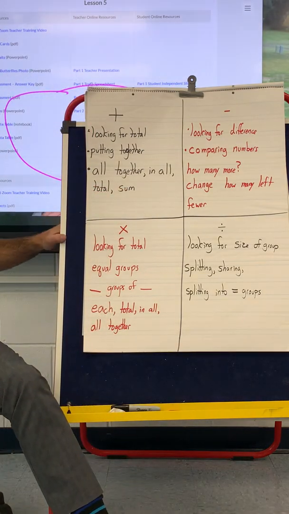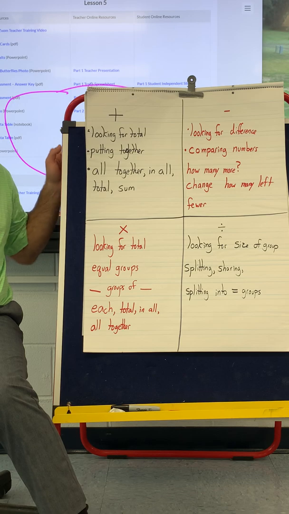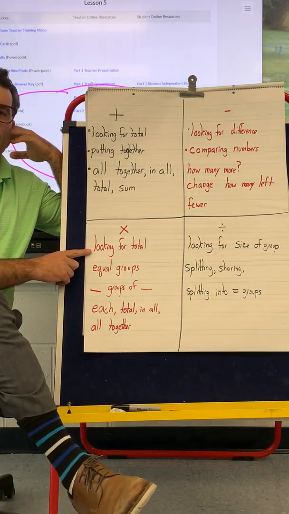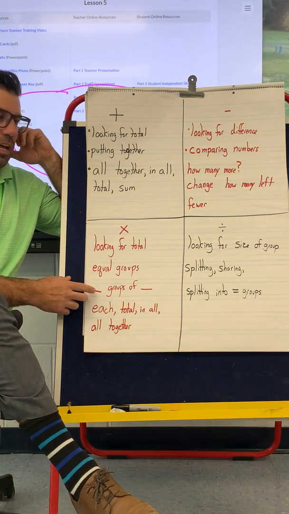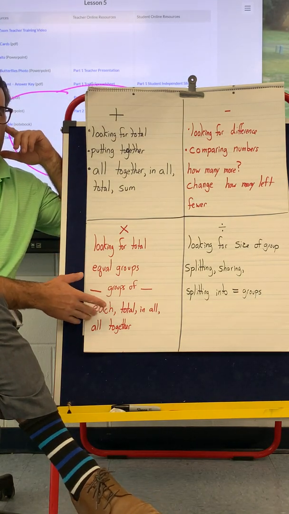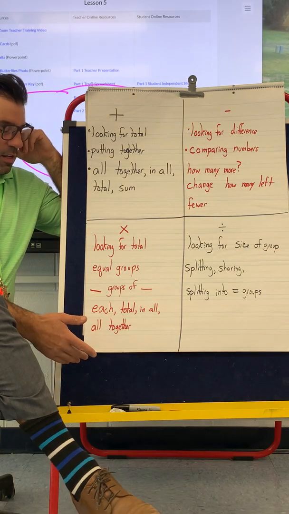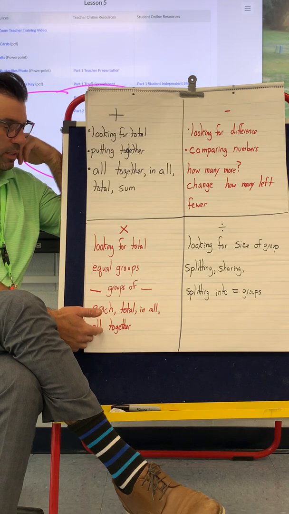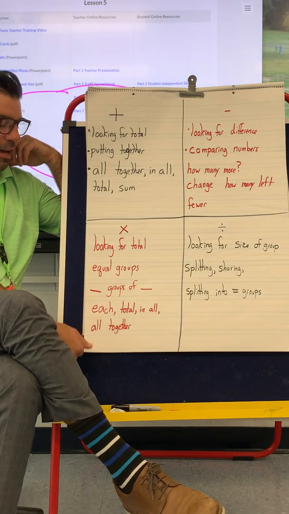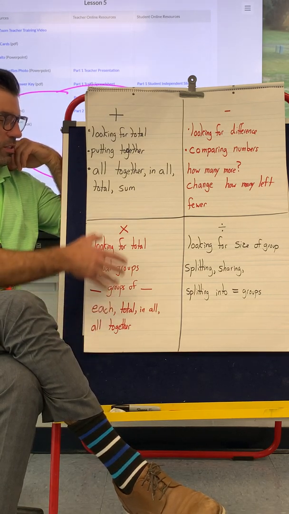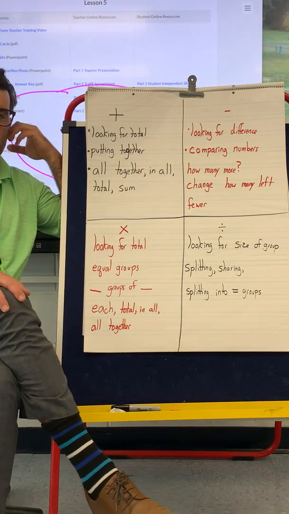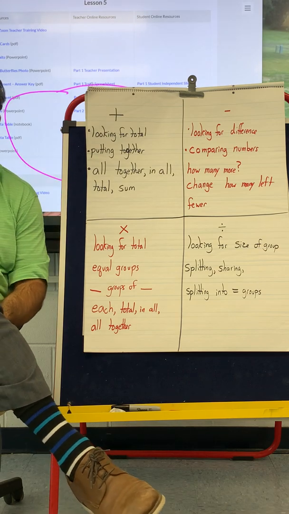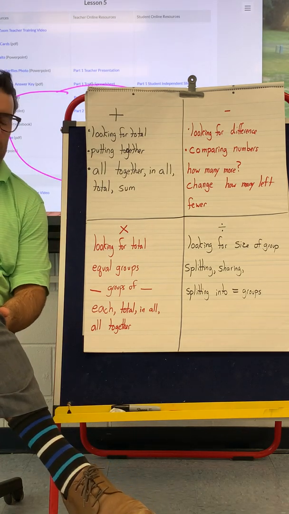Times, multiplication: you're looking for the total, but the difference between adding and multiplication is that when you're multiplying, you have equal groups. You might have 5 groups of 3, or 2 groups of 6. So we're looking for the total, how many there are all together. You'll see the word each a lot with multiplication. A lot of the words in the story problems will be similar because multiplication is similar to adding. It's just that in multiplication you're counting by equal groups.